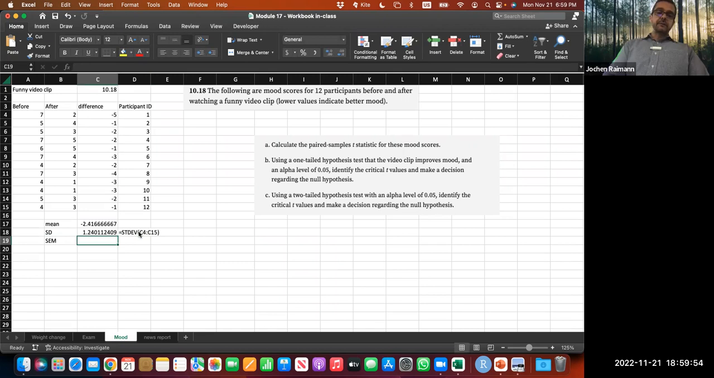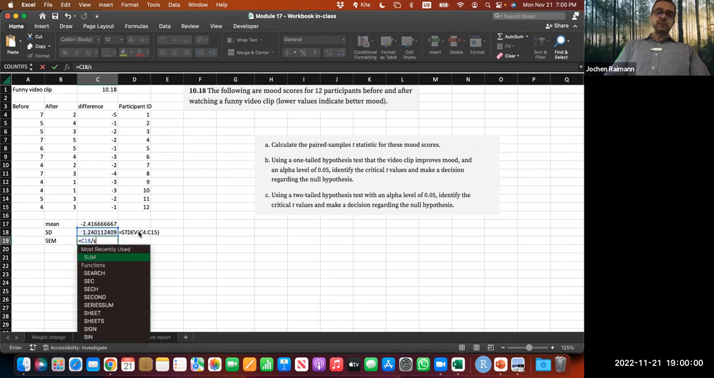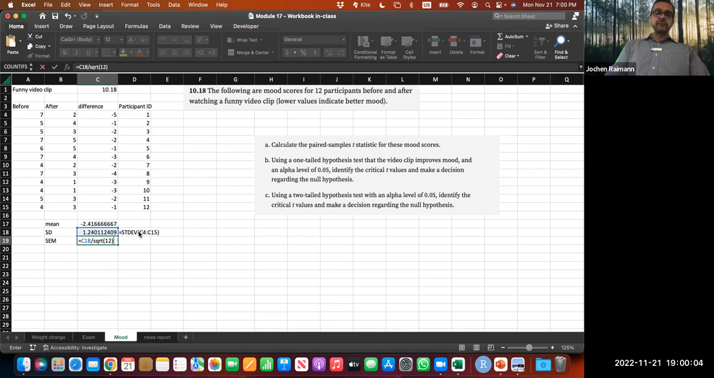So keep in mind that this is a different formula from the STDEV.P function. Utilizing this standard deviation, we can take the standard error of the mean. We take the standard deviation and divide it by the square root of the sample size, which we know is 12. That gets us a standard error of the mean of 0.35.